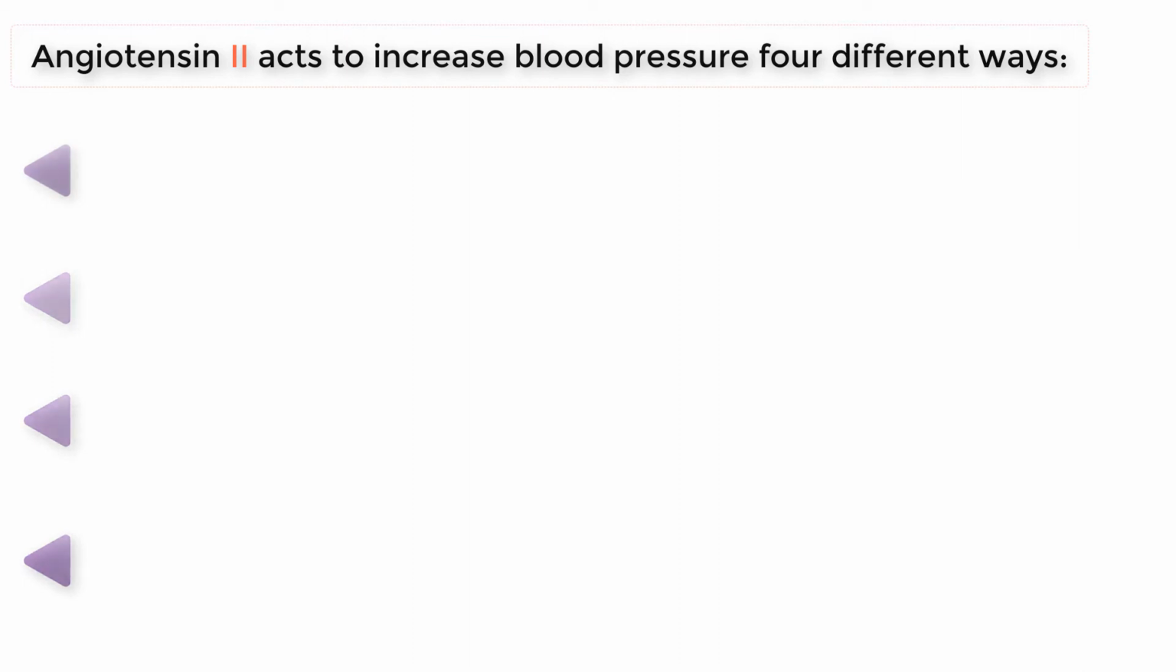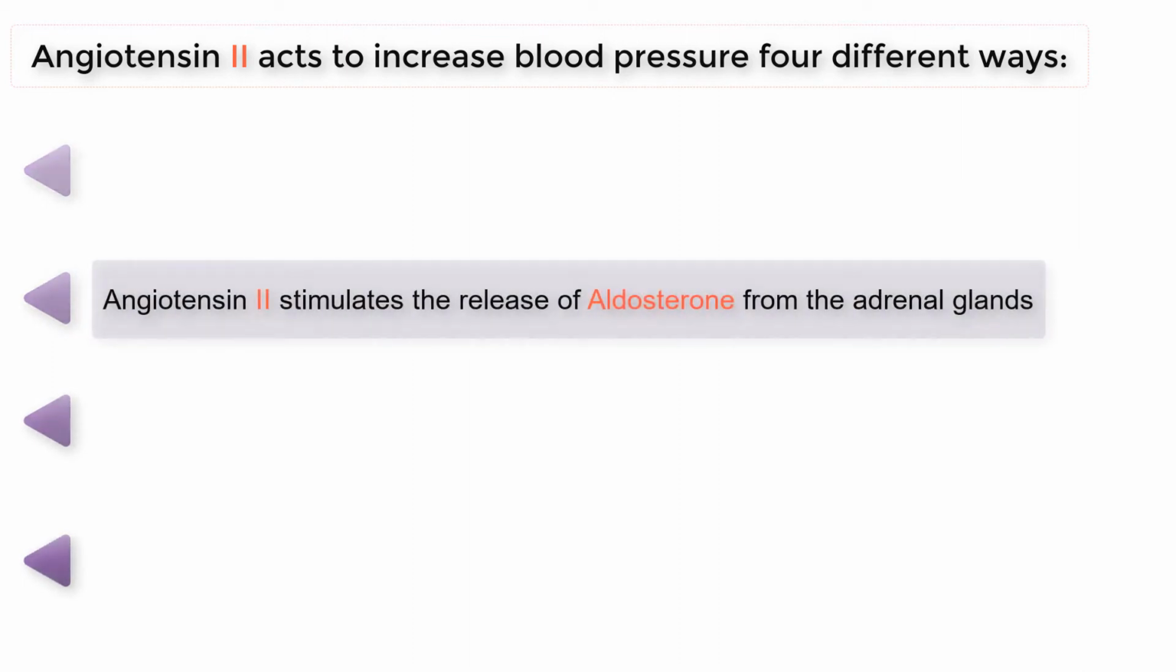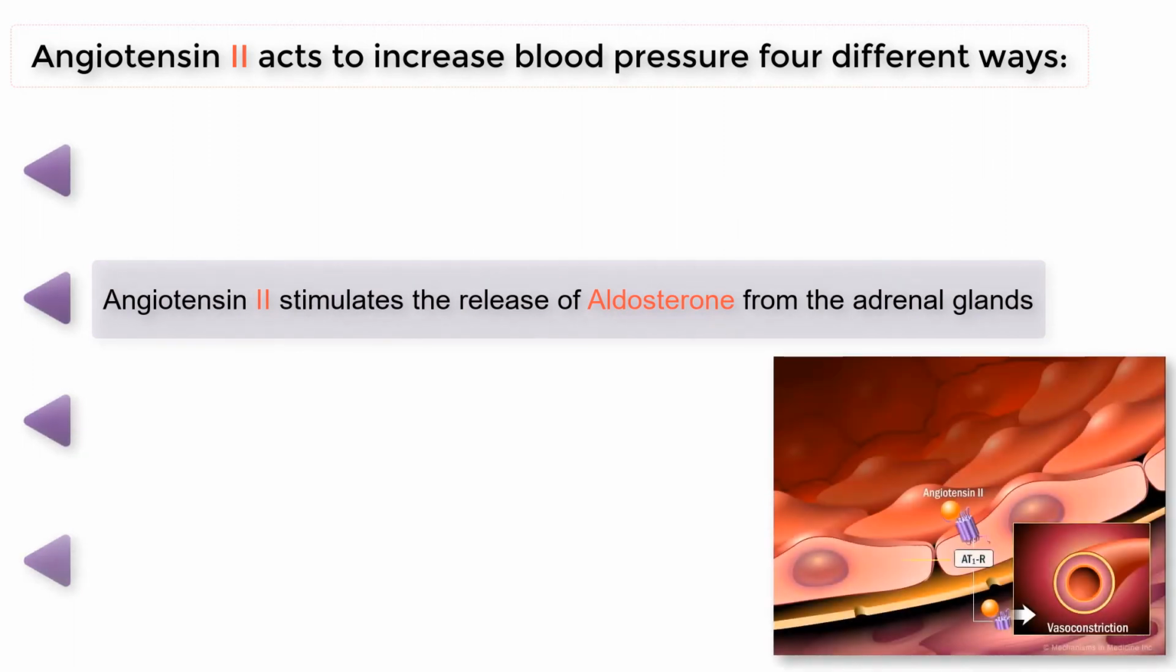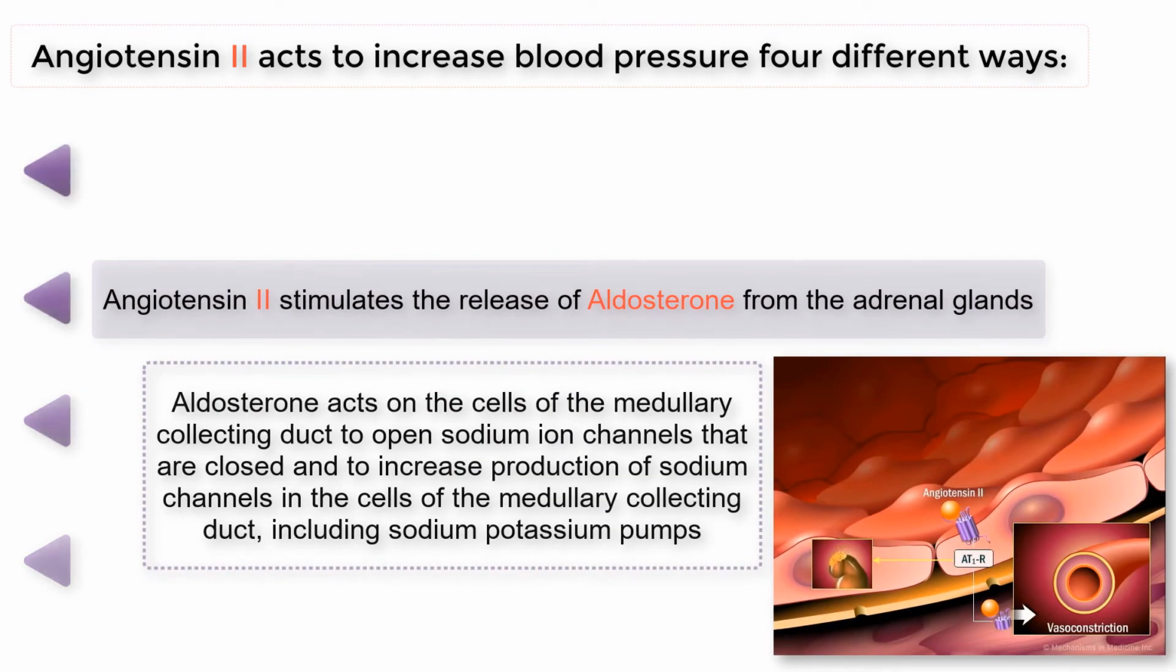Number 2. Angiotensin II stimulates the release of aldosterone from the adrenal glands. Aldosterone acts on the cells of the medullary collecting duct to open sodium ion channels that are closed, and to increase production of sodium channels in the cells of the medullary collecting duct, including sodium-potassium pumps. As the sodium passes through the cells of the medullary collecting duct, it is eventually reabsorbed into the plasma. This results in an increase in reabsorption of water from the filtrate into the blood, further increasing plasma volume.